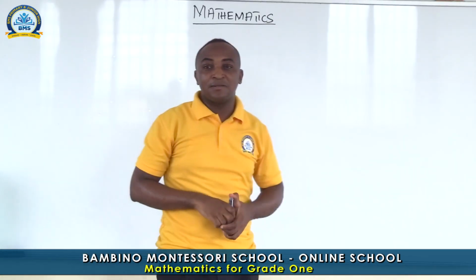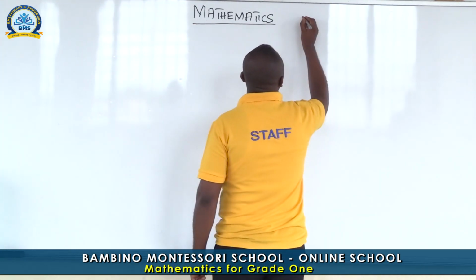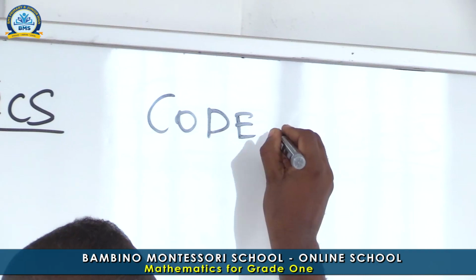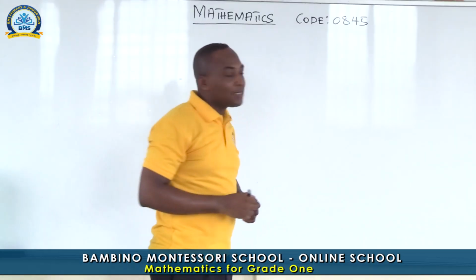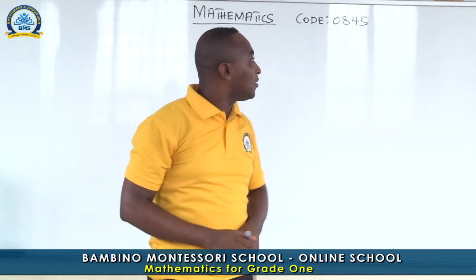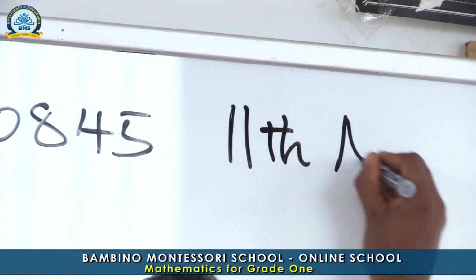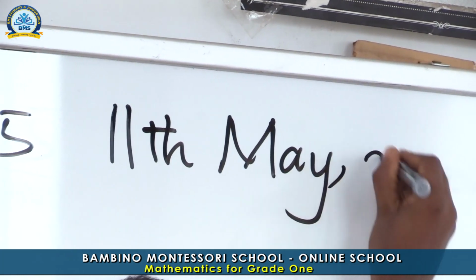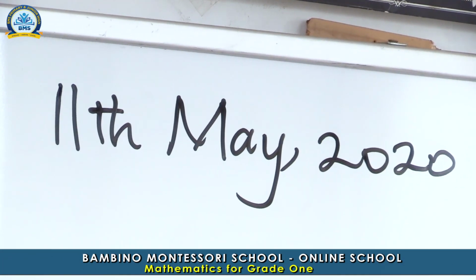We have mathematics, and in Cambridge we have a code for mathematics. I hope you haven't forgotten. Our code for mathematics is 0845. That's the code for mathematics. And today's date is 11th May 2020.